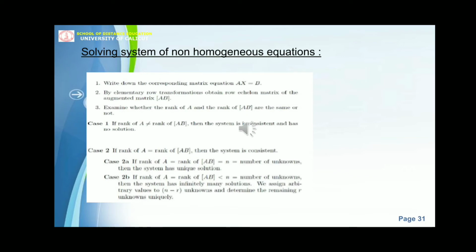Now case 2 has two further cases. Case 2a, if the rank of A equals the rank of the augmented matrix AB, which is equal to the number of unknowns, then the system has a unique solution. Case 2b, if the rank of A equals the rank of the augmented matrix AB, which is less than the number of unknowns, then the system has infinitely many solutions.